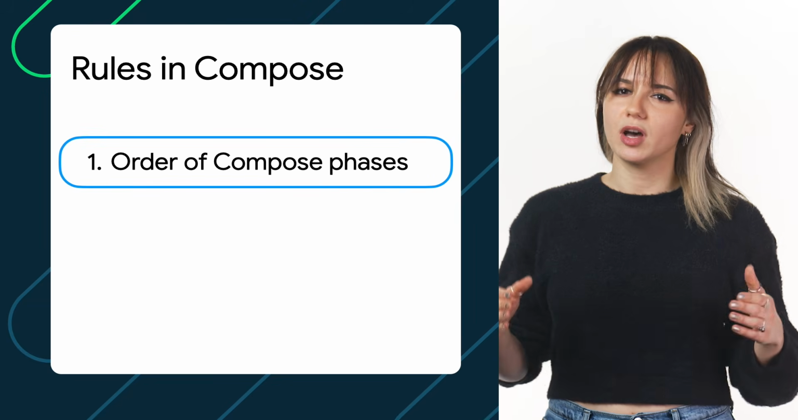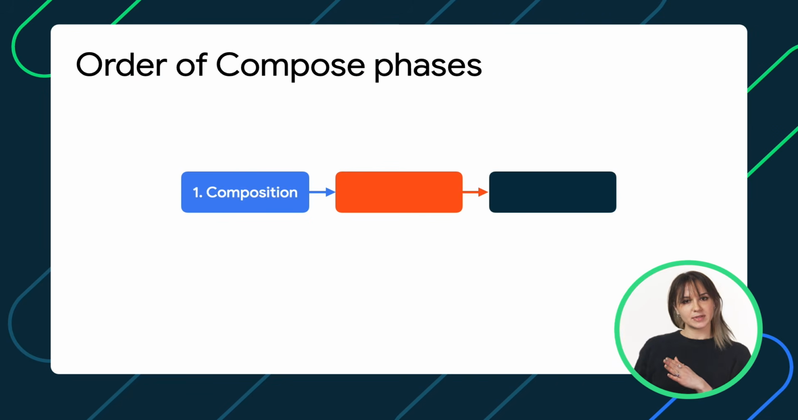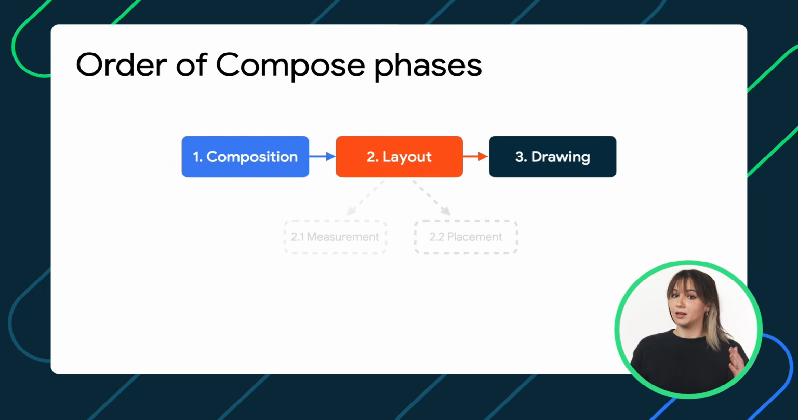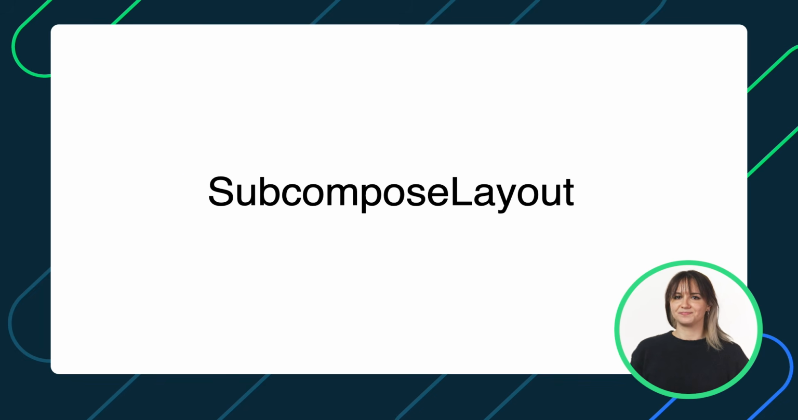Now that we've covered how you can use the layout phase and the composable for writing your own custom layouts, let's take a step back to Compose phases. In earlier episodes, we talked about the phases of Compose and the rule of their precise ordering: composition, layout, and drawing. The layout phase then breaks down to measurement and placement subphases. While this applies to the vast majority of layout composables, there is one rule-breaking layout that doesn't follow this schema, but with a good reason: SubcomposeLayout.